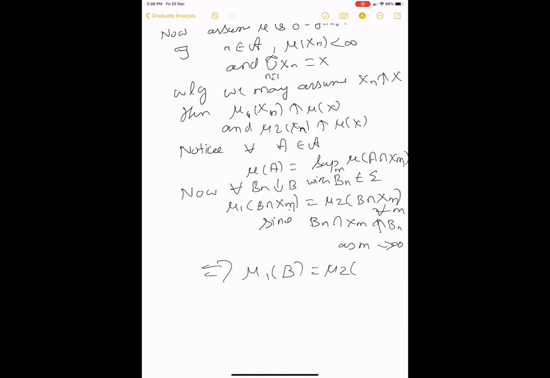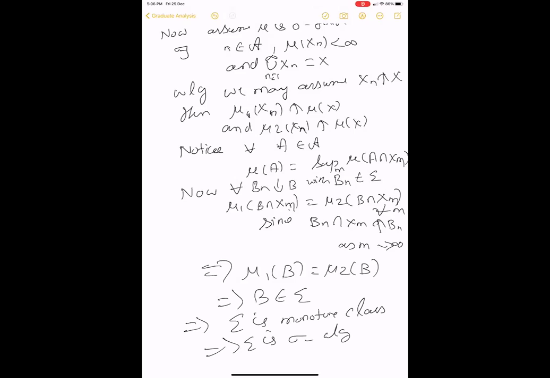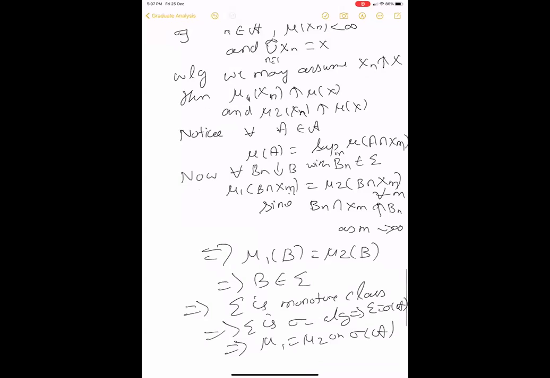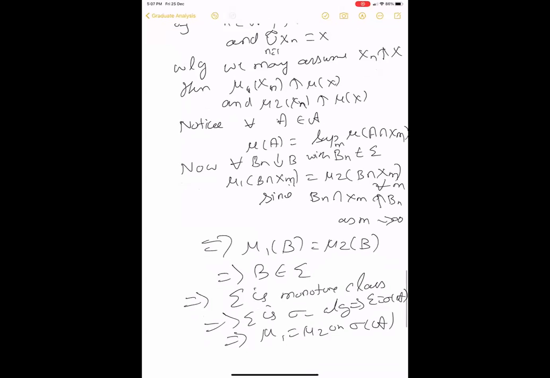This implies B is in E, so E is a monotone class. This implies E is a sigma algebra. That's what we want to prove. So this sigma algebra implies mu1 equals mu2 on sigma of A. This sigma algebra contains A, and it is the smallest sigma algebra containing A, because of that E equals sigma of A. So mu1 equals mu2 on sigma of A. So this is unique. That's what we wanted to prove.